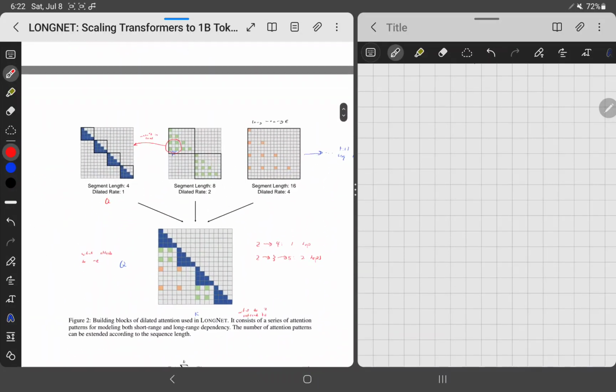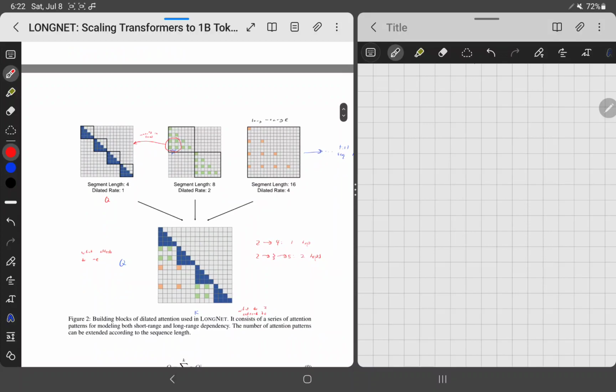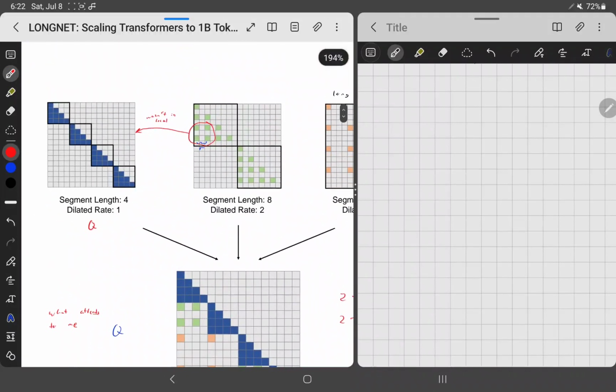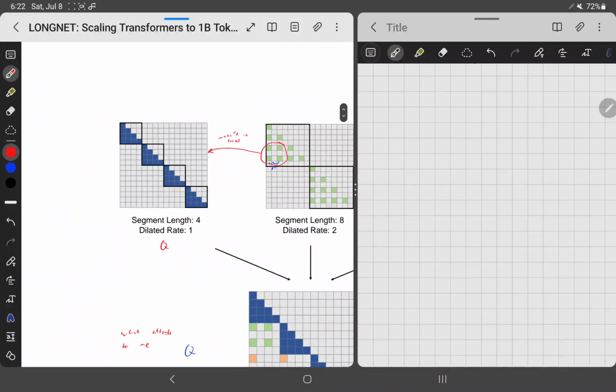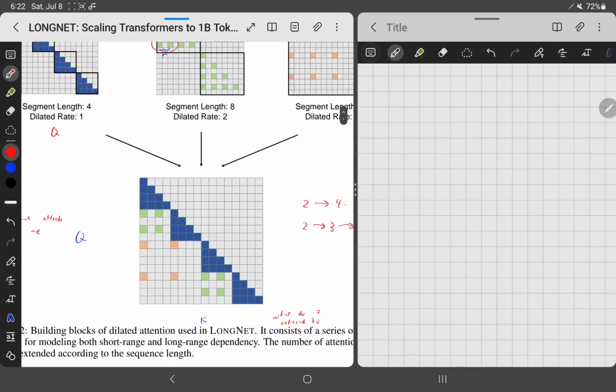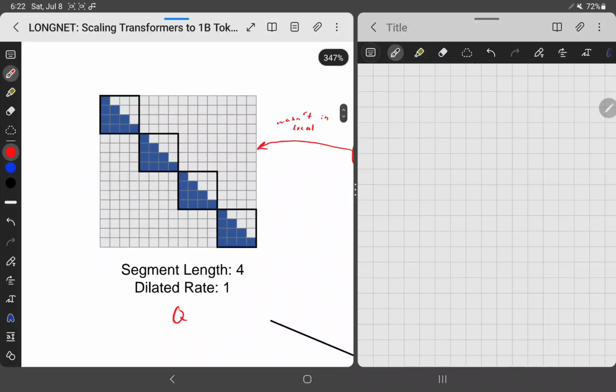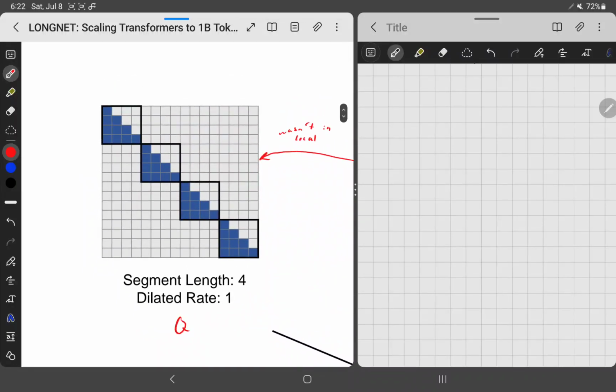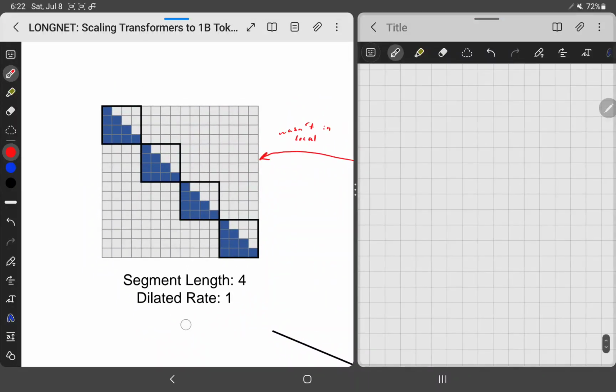Now, how do they do this? They show it off here. Let me just show you this first part. Say we go with the local method. This is our attention matrix, and this bottom part here would be our keys, and this would be our queries.